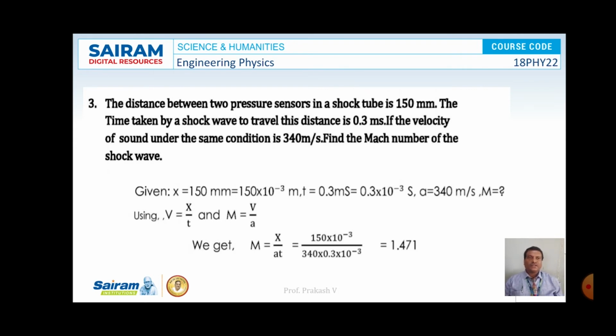First calculate the velocity of shock wave using the formula x by t, and further Mach number is nothing but velocity of shock wave by velocity of sound, or m is equal to x by at. So substitute the value of x as 150 times 10 to the minus 3, a as 340, and t as 0.3 times 10 to the minus 3. On simplification, the value of m is equal to 1.471. So this is the solution for the given problem.